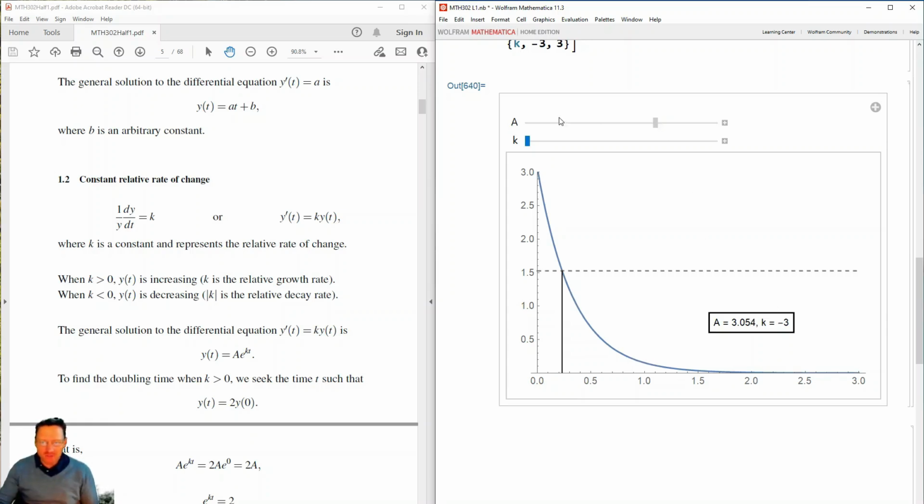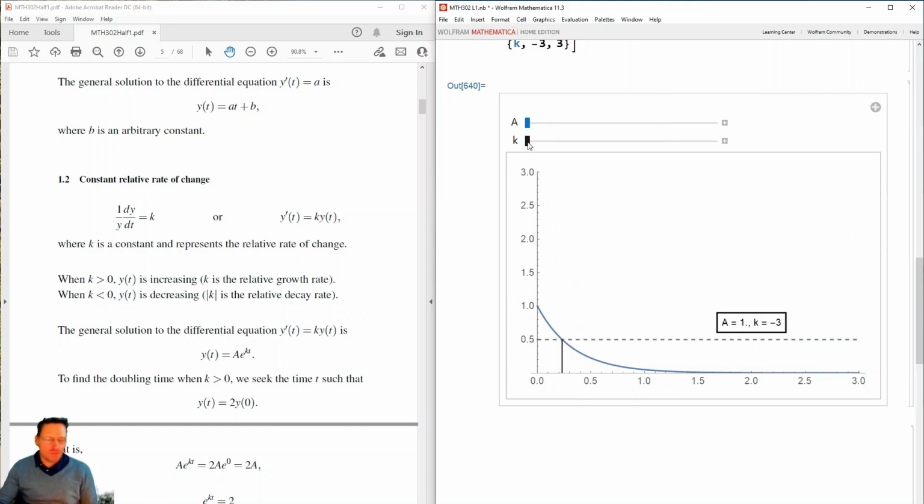Now let's bring that back and reset that constant, and let's change the k value in y equals a e to the kt. I'll increase this slightly. You can see on the right hand side inside the box what I've changed the k value to. Now it's negative, so we have exponential decay. If I increase this slightly towards 0, it makes that exponential decay slower.